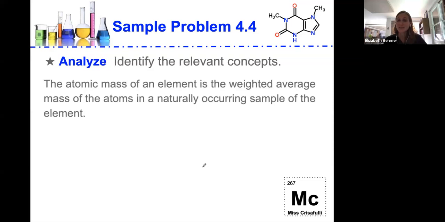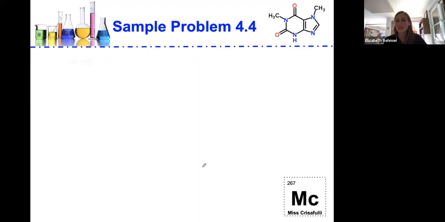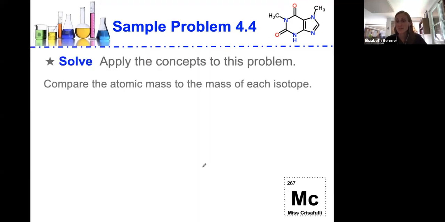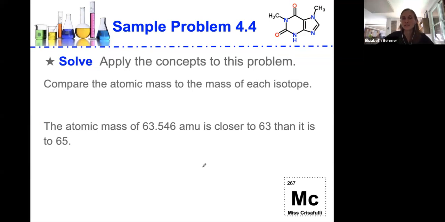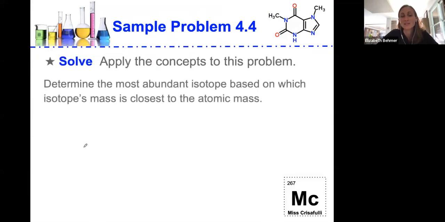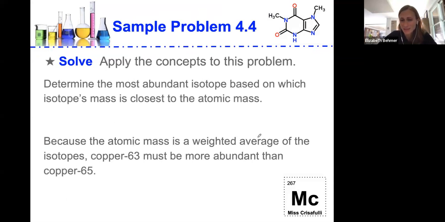The atomic mass of an element is the weighted average mass of the atoms in a naturally occurring sample of that element, and we'll compare the atomic mass to the mass of each isotope. So the atomic mass of 63.546 is actually closer to 63 than it is to 65. Because of that, determine the most abundant isotope based on which isotope's mass is closest to the atomic mass. Because the atomic mass is a weighted average, copper-63 must be more abundant than copper-65 because the atomic mass is closer to copper-63.